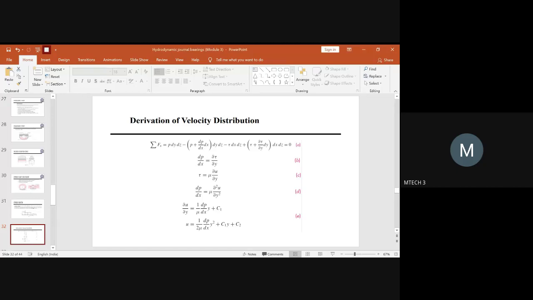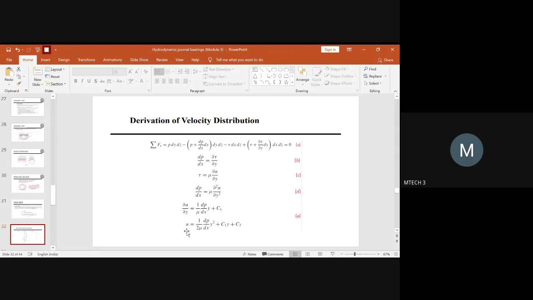Now you have dp by dx is equal to mu into dou square u by dou y square. If you start integrating this equation, then you will get dou u by dou y is equal to 1 by mu into dp by dx, in terms of y we are integrating, so you will get one constant value which is c1. So now this is integrated. Once you get this equation, you can find out the value of u.